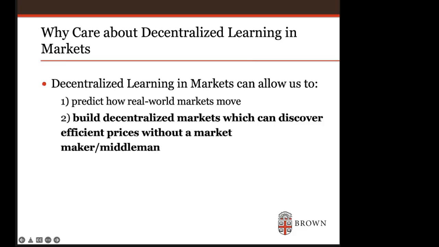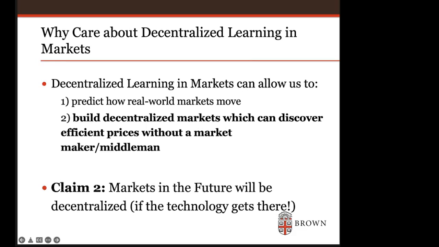And the second one is that we could actually use these algorithms to build decentralized markets in which the participants to the market do not need to interact through a market maker or a middleman to discover efficient prices. And I'm going to make a big claim here that markets in the future will be all decentralized if we are able to get decentralized learning algorithms to the level at which they can function in the real world.